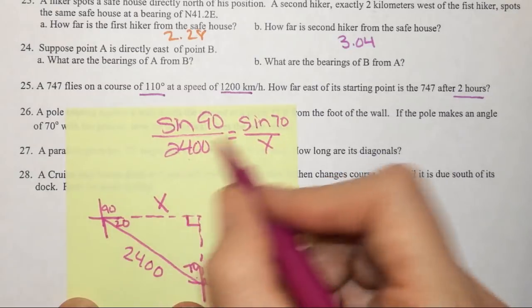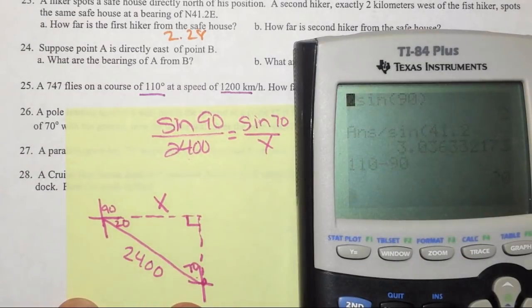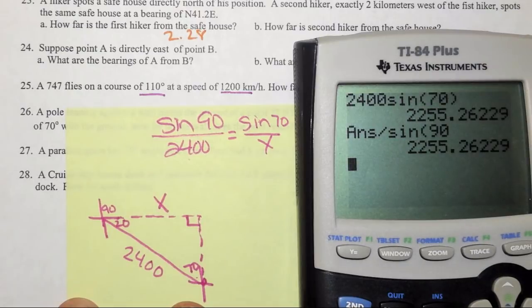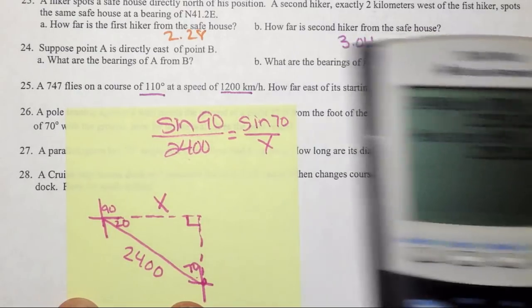We're going to cross multiply these two and divide by sine of 90. So 2,400 times sine of 70 divided by sine of 90. And the answer is 2255.26.